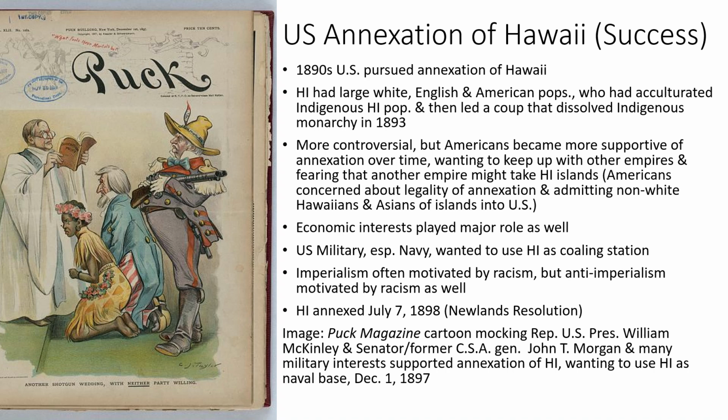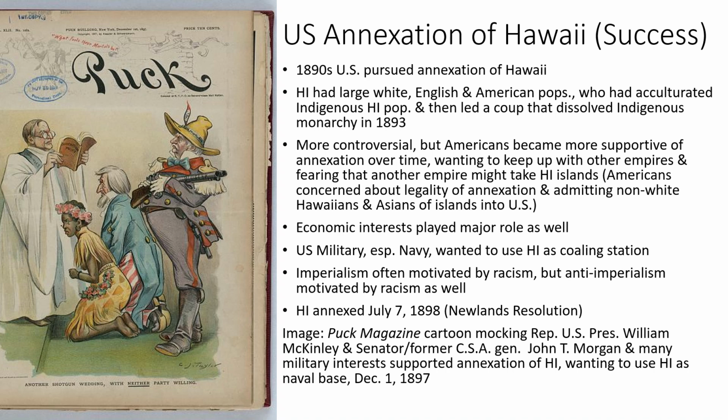In the 1890s, the U.S. pursued the annexation of Hawaii, and this was a successful annexation. At least it was successful for the United States. Hawaii had a large white, English, American, and just European population who had, over many years, acculturated much of the indigenous Hawaiian population. And then they actually led a coup against the indigenous Hawaiian government, its monarch, in 1893.